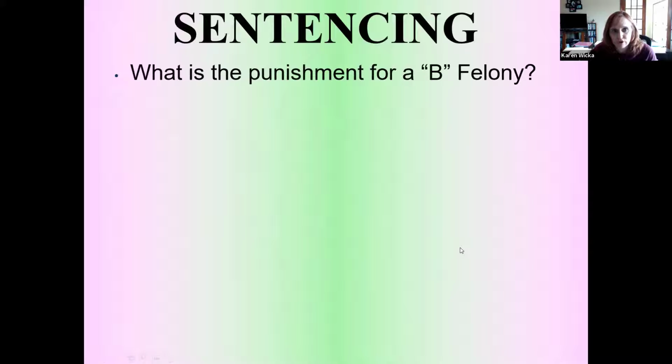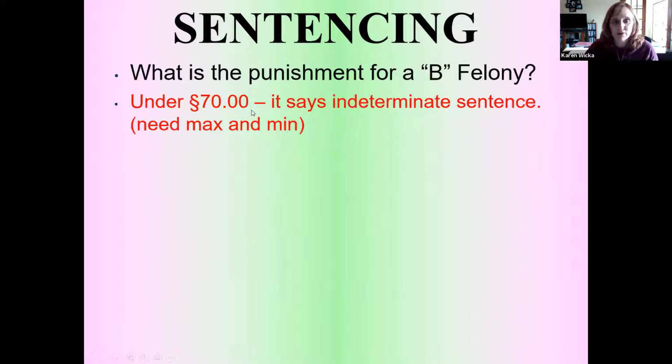Okay. So first you find the class. So we find that it's a B felony. That's our class. Okay. So then we're going to flip to section 70.00. When you look at 70.00, it tells you in the first part that it's an indeterminate sentence. So that tells you in your mind, okay, this is an indeterminate sentence. You're going to need a range. So I actually write notes right in my book. So you can see I mark section 70.00 for felonies, and then I mark section 70.15 for violations and misdemeanors. So I know those are the only two I'm going to use.